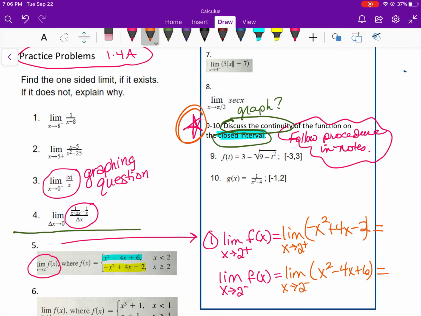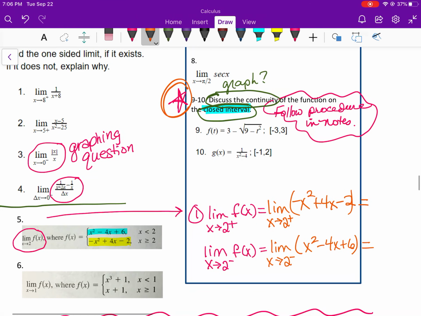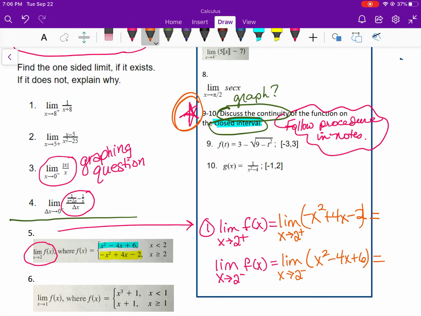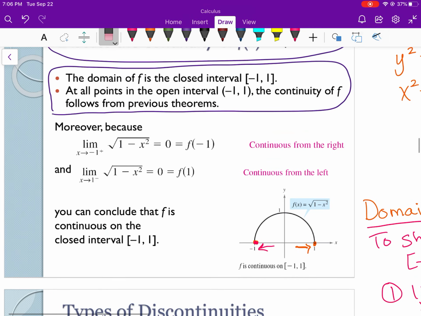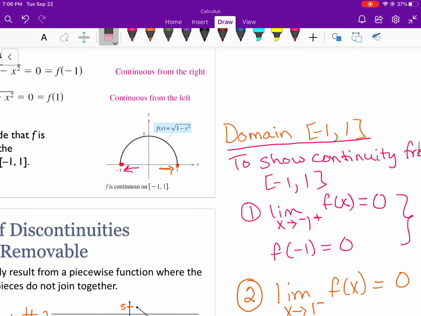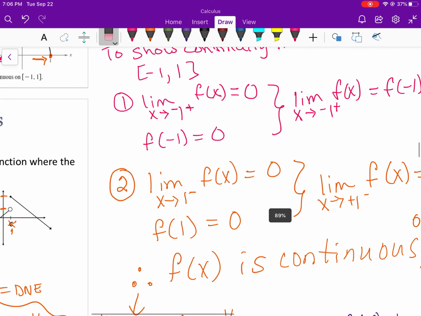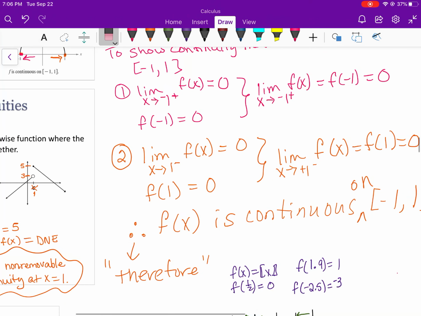When you get to number 7, pay attention to greatest integer. And when you do 9 to 10, I want you to go back to discussing continuity on your closed interval. And that means we follow the procedure in our notes, which is for this right here. So it's what we did for this problem right here with the semicircle. Hope that helps. Hope to see you guys back in class soon.